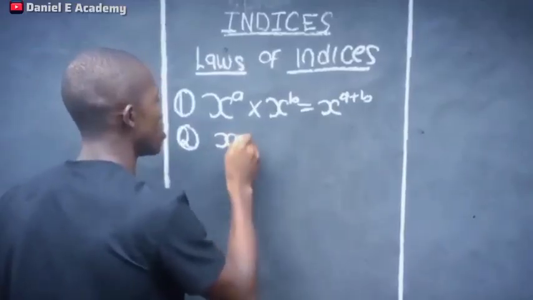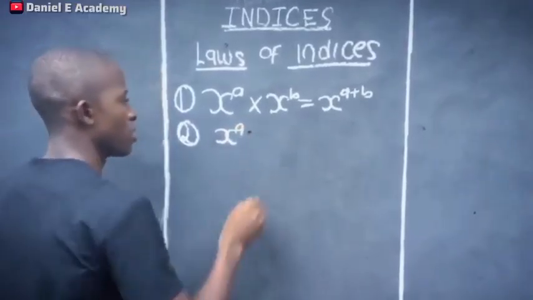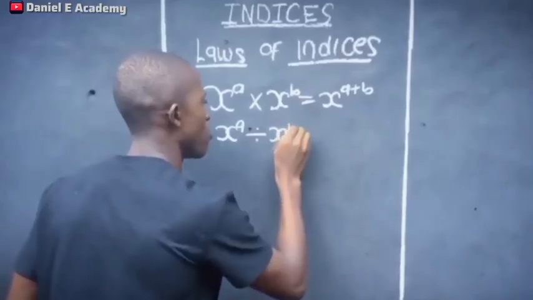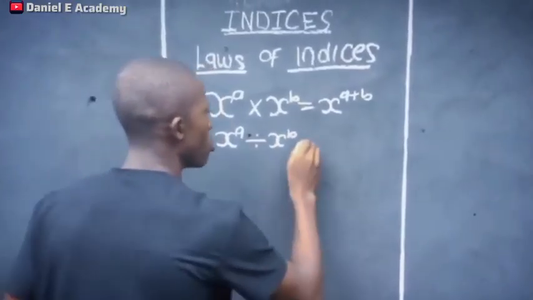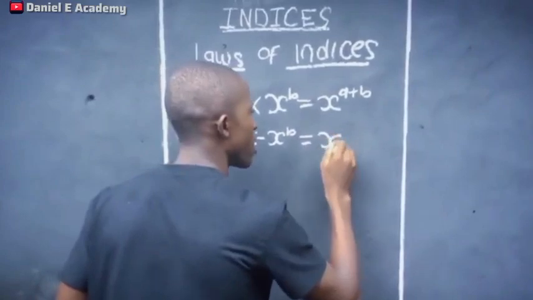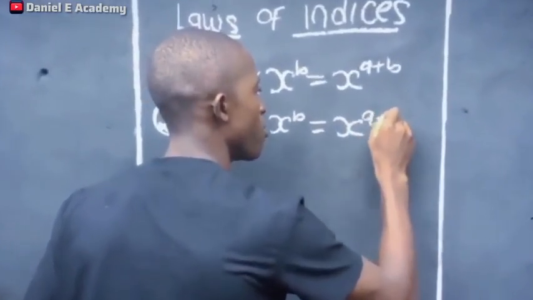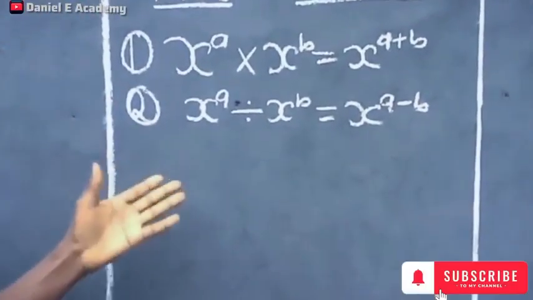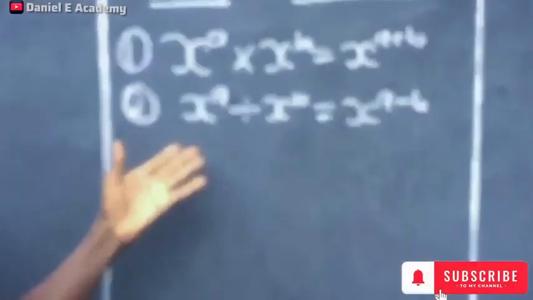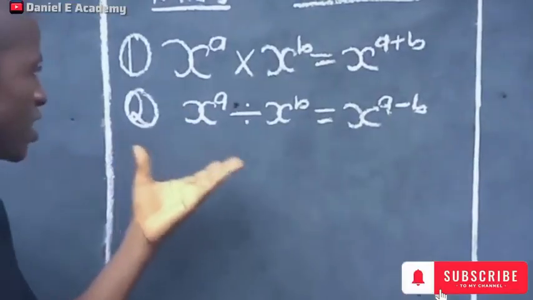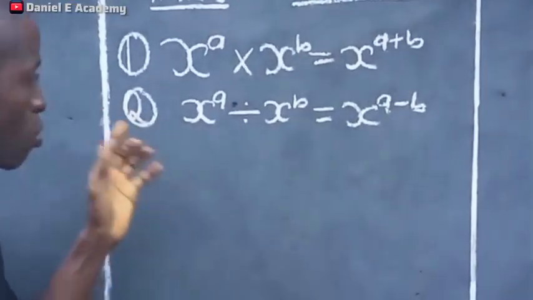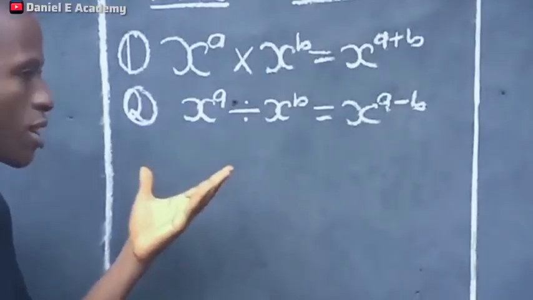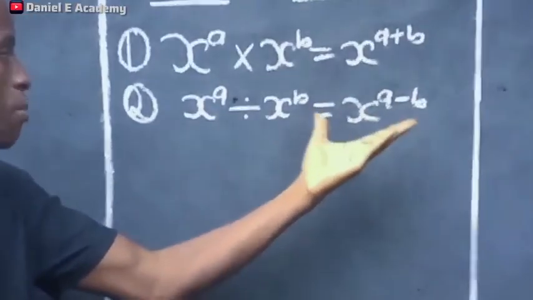x to the power of a divided by x to the power of b. This law states that it gives x to the power of a minus b. That is what this law is trying to tell us. Whenever you have a letter or a number, when they are dividing themselves, most of the time they are the same base. When they are dividing themselves, you subtract the powers.